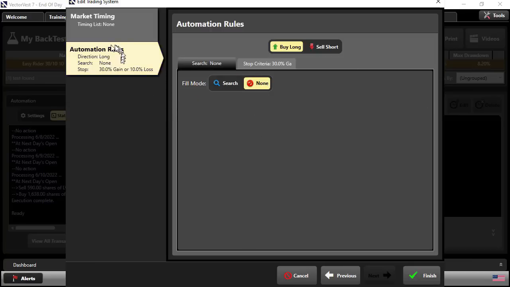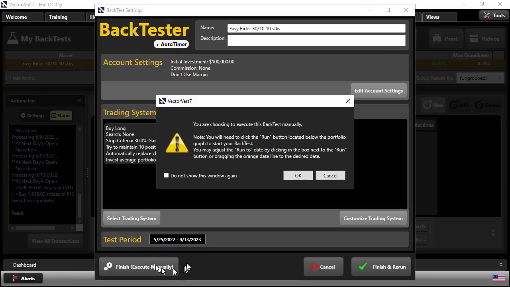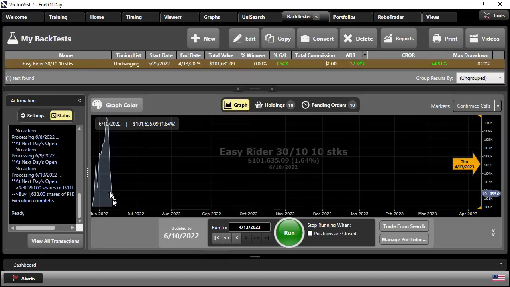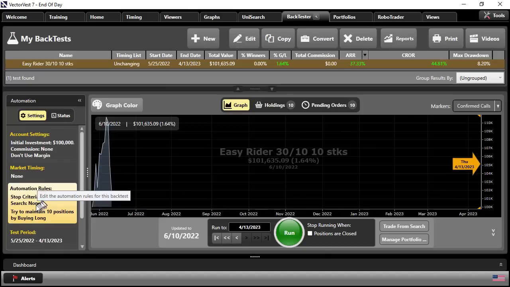You want to confirm over here on the automation rules that it says none. So the stop loss is still in place, all the portfolio settings are still in place, we just took off the search. Click finish, finish and execute manually. That puts us back into the backtester in manual mode, sitting at our end date. If you want, you can go to settings and confirm over here that we have eliminated the search.